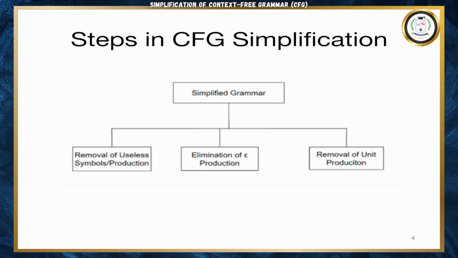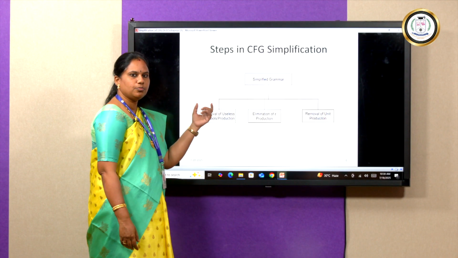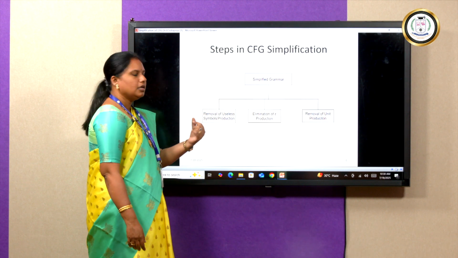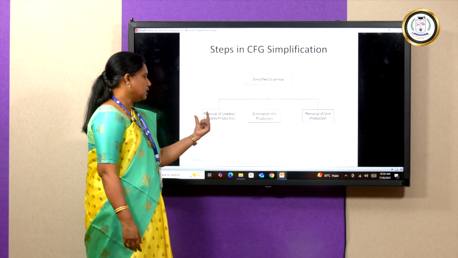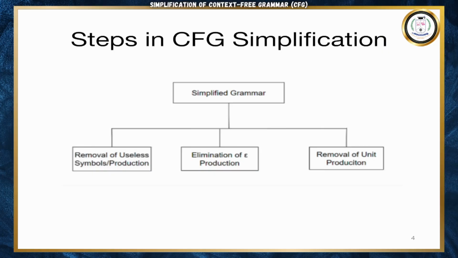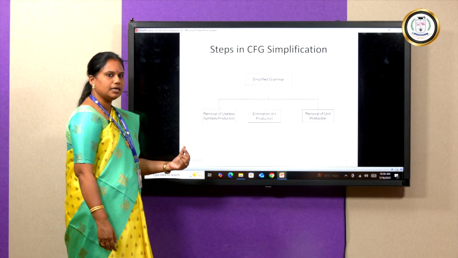These are the steps in CFG simplification. There are three different simplification steps which have to be followed in general to simplify a CFG. Number one, removal of useless symbols or productions; number two, elimination of epsilon production or null production; and number three, removal of unit production. Let's see how to remove the useless symbols or productions.